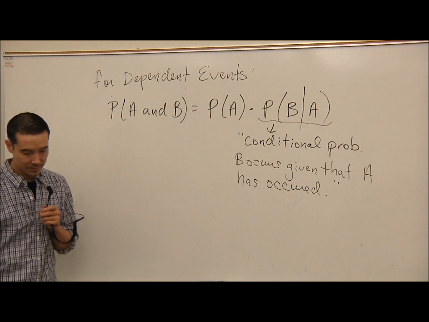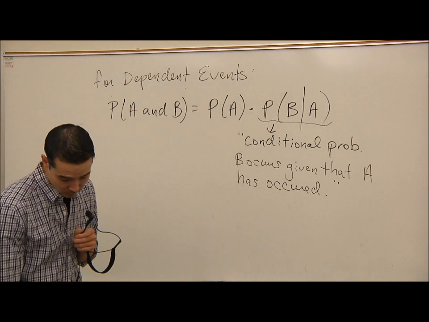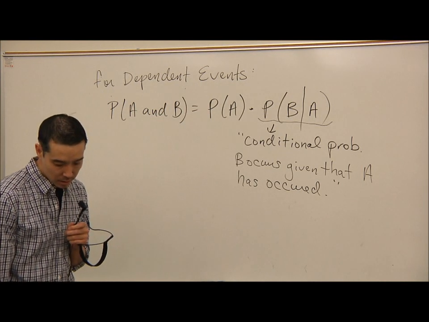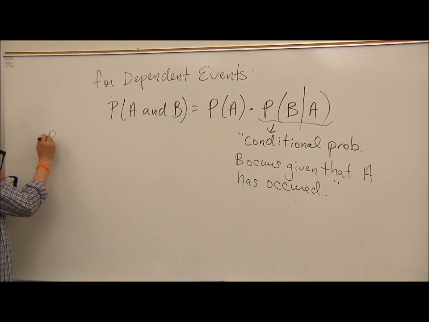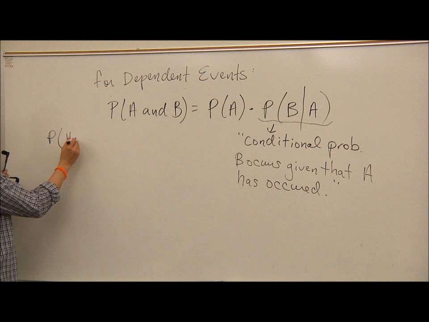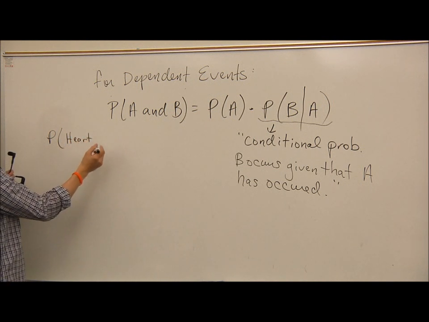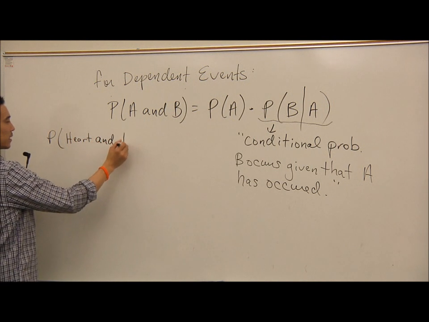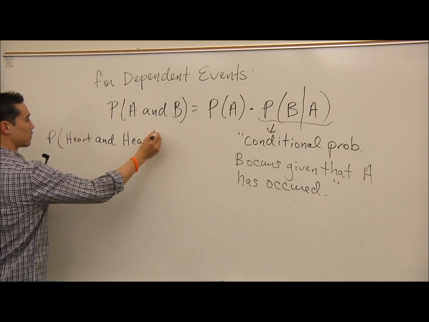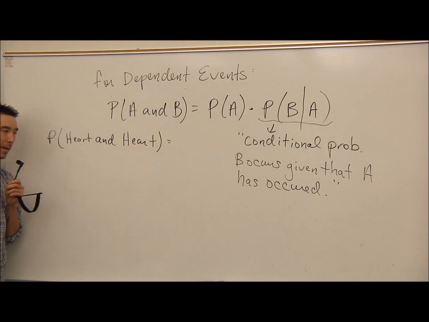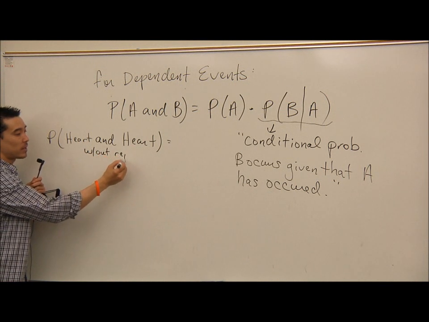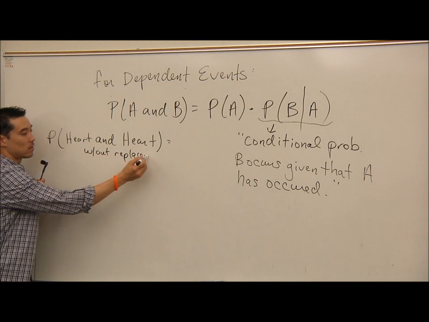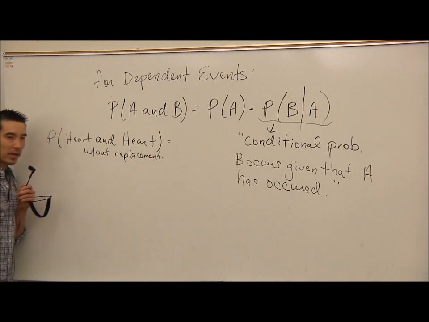All right. Let's do an example. Draw a card and get a heart. Don't replace it and draw and get another heart. Okay? So let's get a heart. Don't replace it and get another heart. All right? So a lot of these problems will have to tell you with replacement or without replacement. So we're saying without replacement.